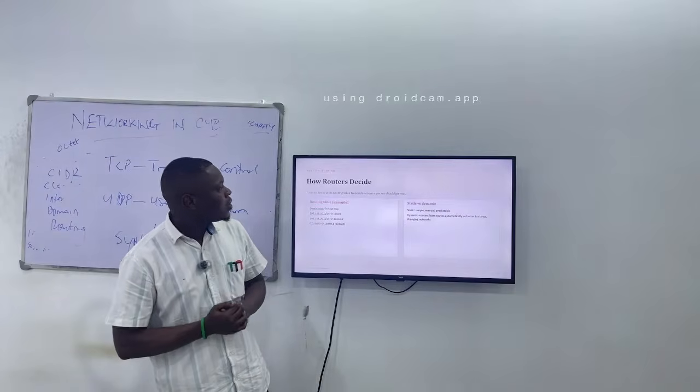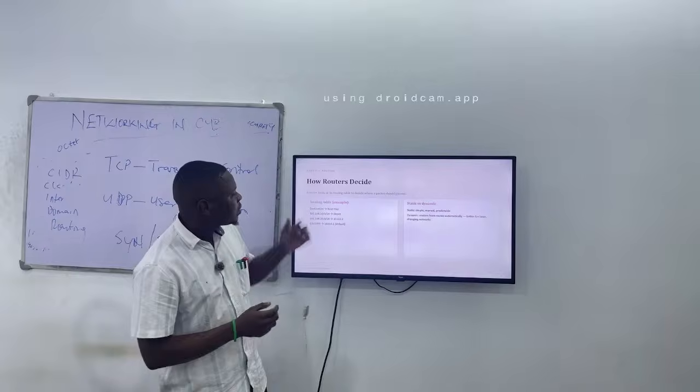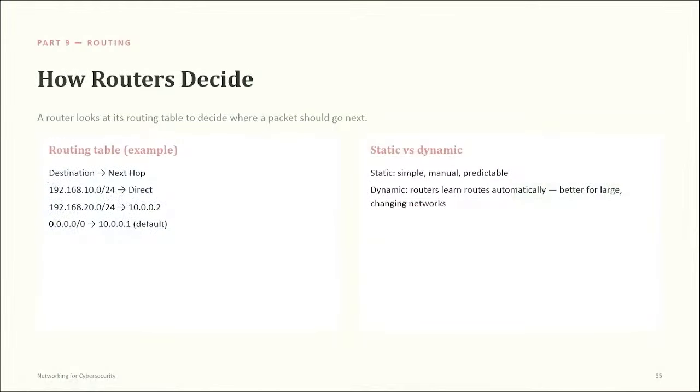So moving on, the routing basics. The router looks at its routing table to decide where a packet should go next. We have a routing table here. This is your routing table, which is layer 3. We call it layer 3.